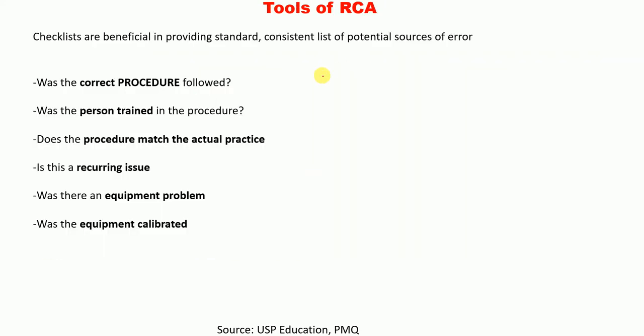So, tools of root cause analysis. Basically, we can make a checklist. Checklists are really beneficial in providing a standard and consistent list of potential sources of error. So we can ask this question: was the correct procedure followed? Was the person who was using the procedure trained in the procedure, or does the procedure match the actual practice?